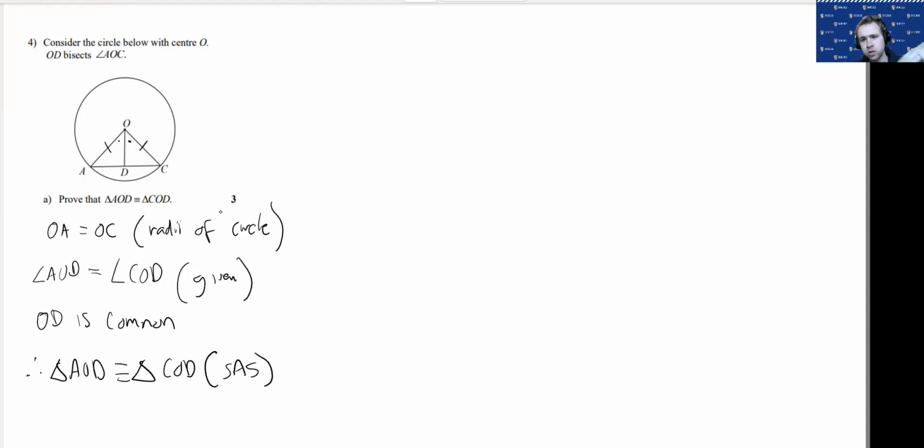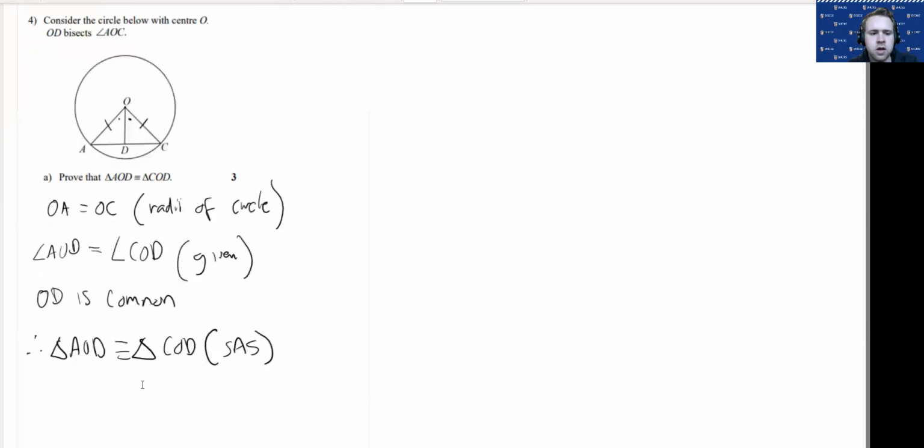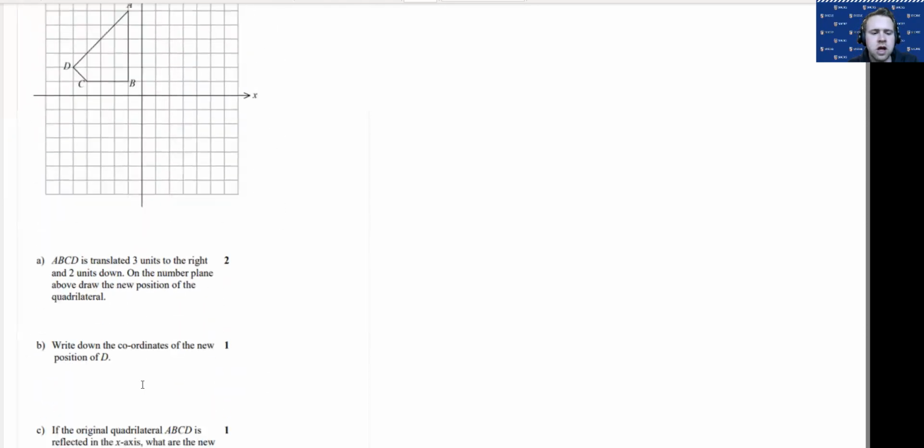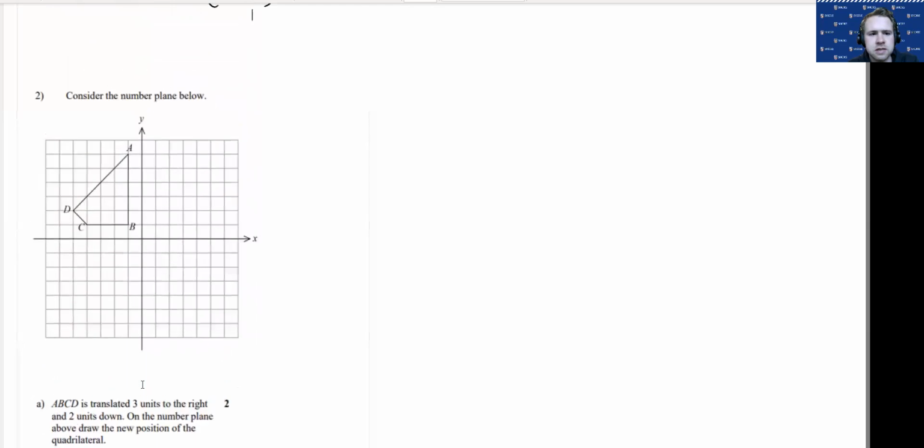So you've got to think of a blueprint and use all the information given: the fact you've got a circle and radii, the fact you're told you've got a bisecting angle, and you've got a common side. You've got to look at that first and then set out your working, a reason for every piece of information, and then your therefore statement. Okay, let's move on. I'm just going to do two more questions.